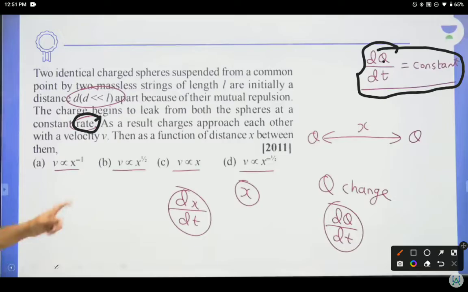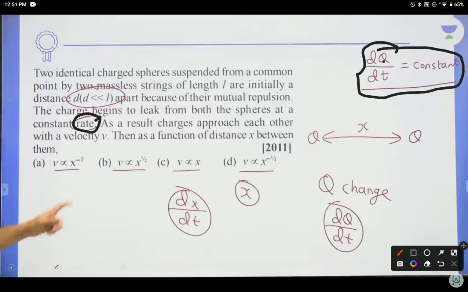First of all, two identical charged pith balls suspended from a common point by two massless strings of length L are initially at a distance d. D can be neglected because the length of the string is L.